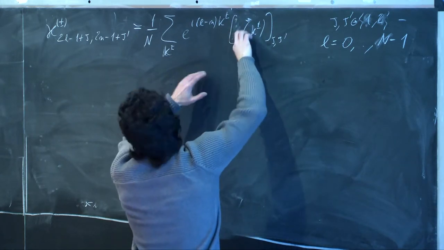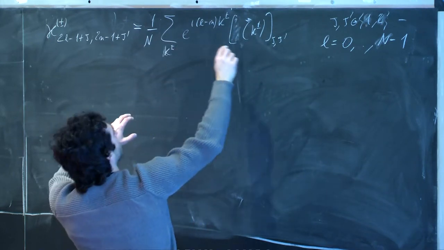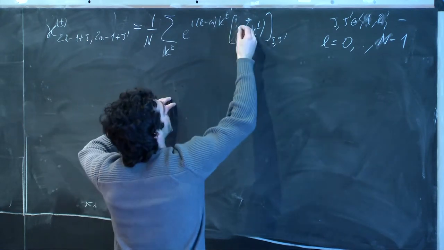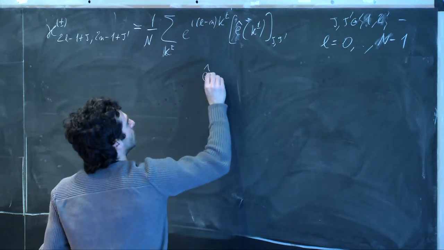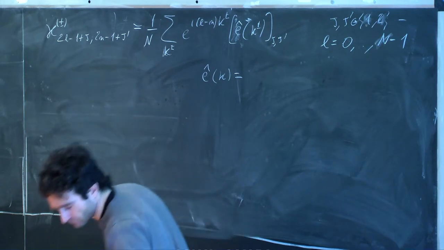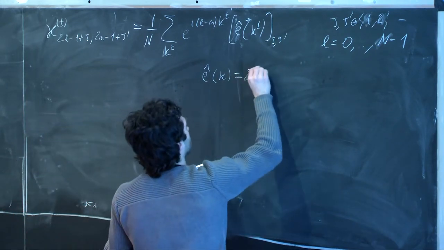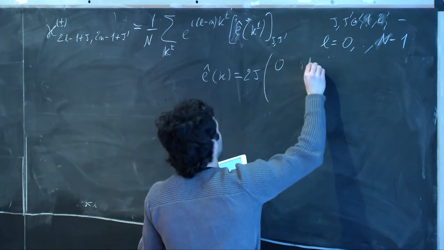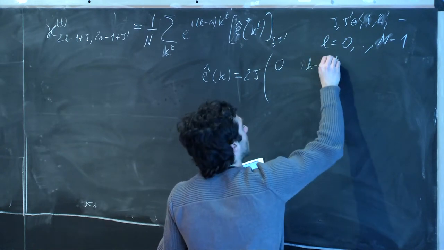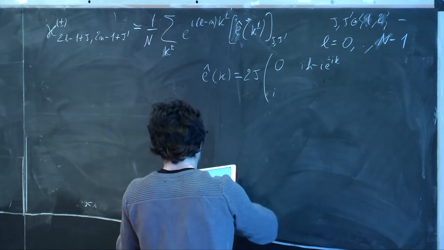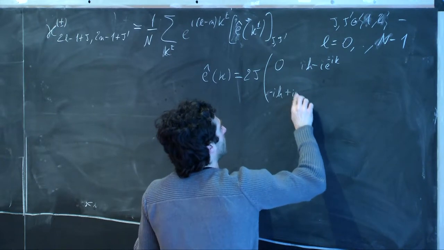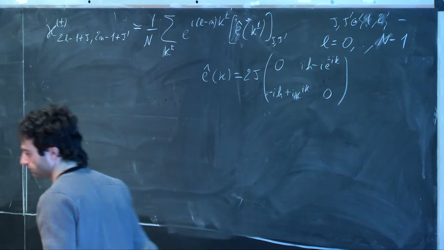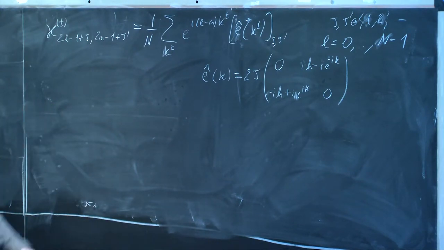Yeah, I just called H. Okay, let's use a different letter, let's use E. Okay, what is E? I forgot to write it. E of K is equal to, let's write just the matrix. 0, I h minus I e to the I k minus I, okay, there is a typo here, minus I h plus e I e to the I k 0. So I would like to express the matrix of yesterday in this form.